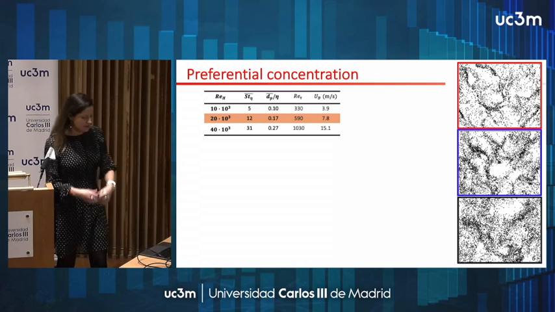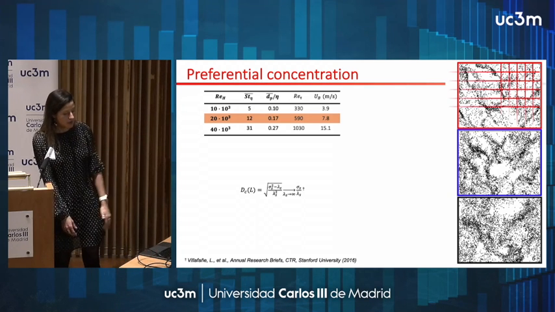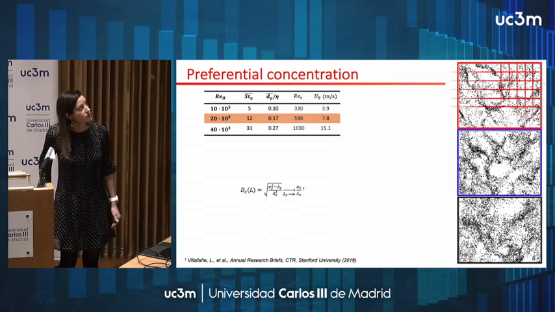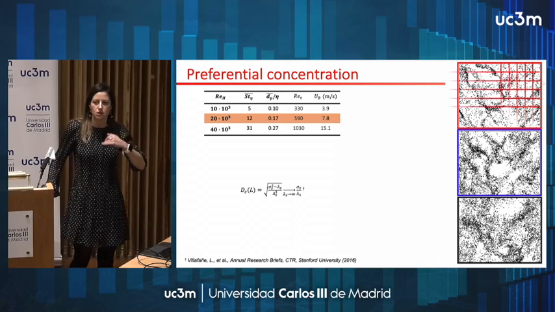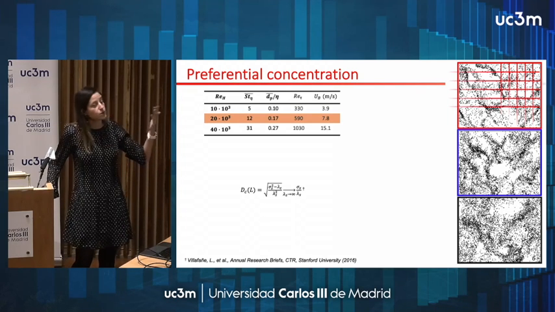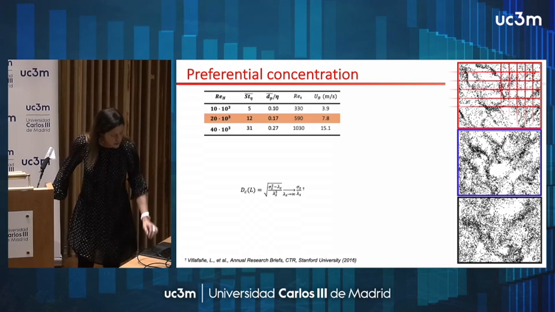So how do we quantify preferential concentration? The most classical and simple way is box counting, where you choose a box size, count the number of particles per box, get a histogram compared to a random distribution, and you can build an index of preferential concentration, like you see there, which depends on your box size, L.